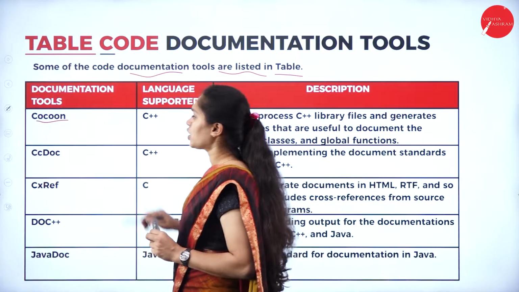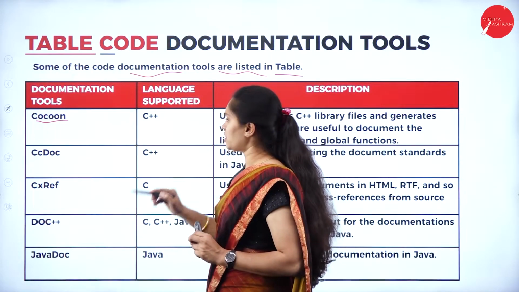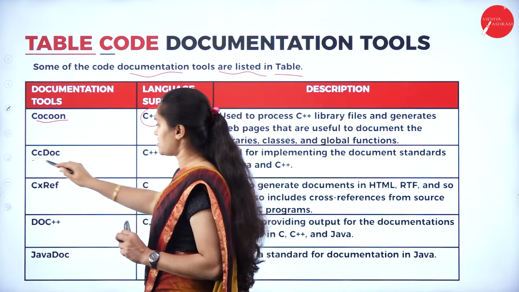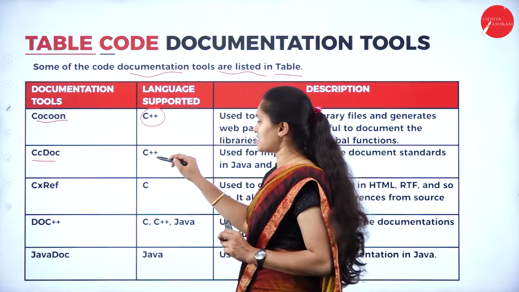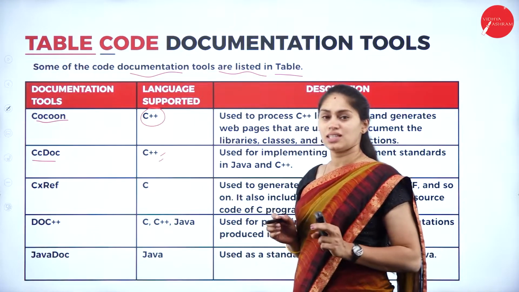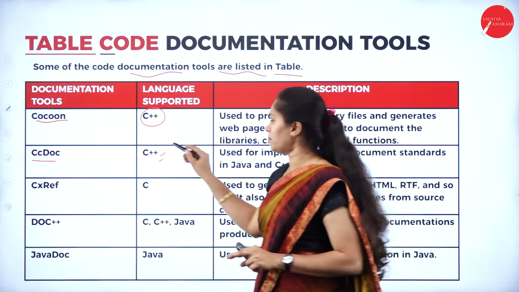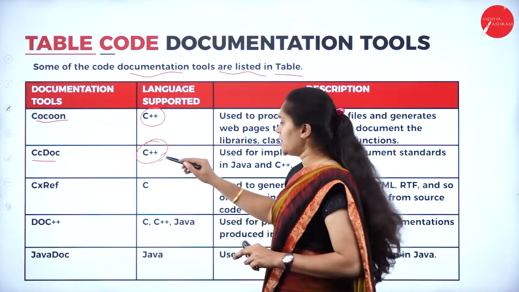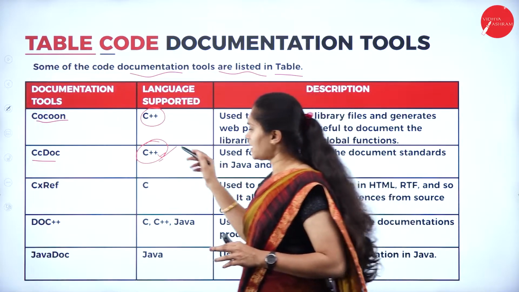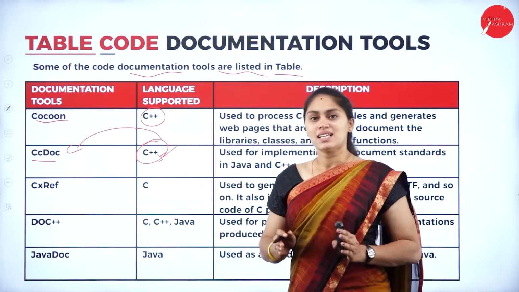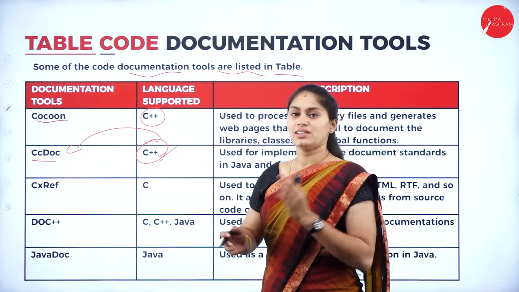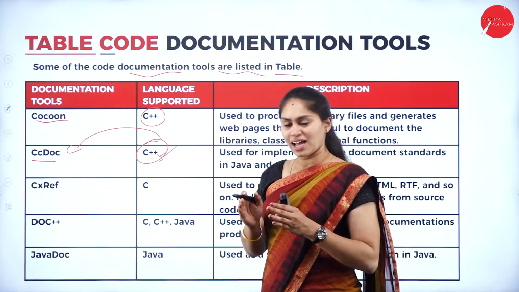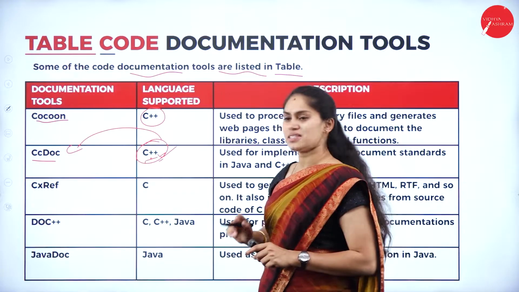So here we have Doxygen, a documentation tool that will support the C++ language. In the same way, we have CC-Doc or CCDoc, which supports the C++ programming language. So when I am writing a code segment or when I want to have code documentation in C++, at that time I can use CC-Doc as a code documentation tool. This will set some standards in order to maintain the source code which we are writing in the C++ programming language.